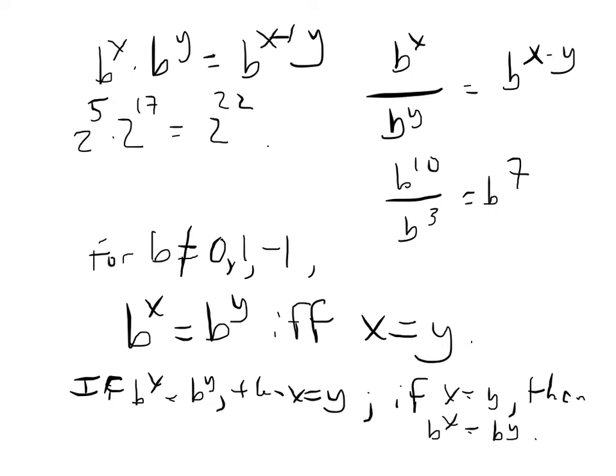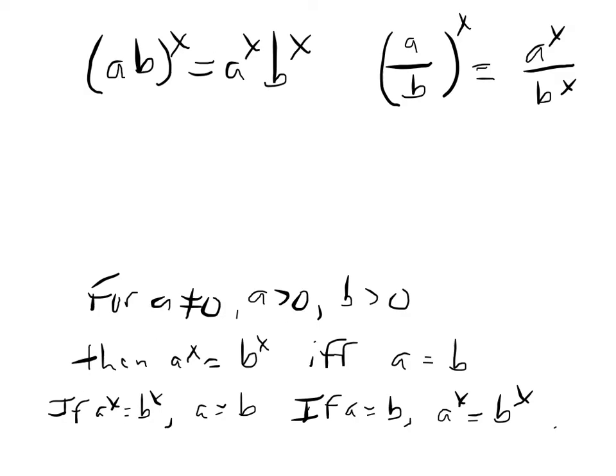If we have b unequal to 0, 1, or negative 1, b to the x will equal b to the y if and only if x equals y. That means, or if and only if means, if b to the x equals b to the y, then x equals y, provided that b isn't 0, 1, or negative 1. And if x equals y, then b to the x will equal b to the y, provided that b does not equal 0, 1, or negative 1.